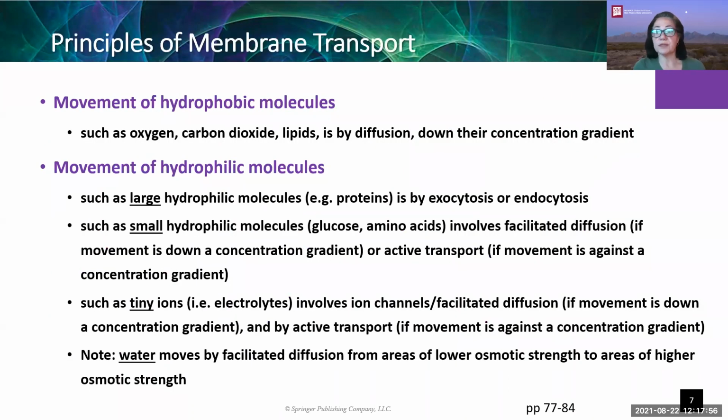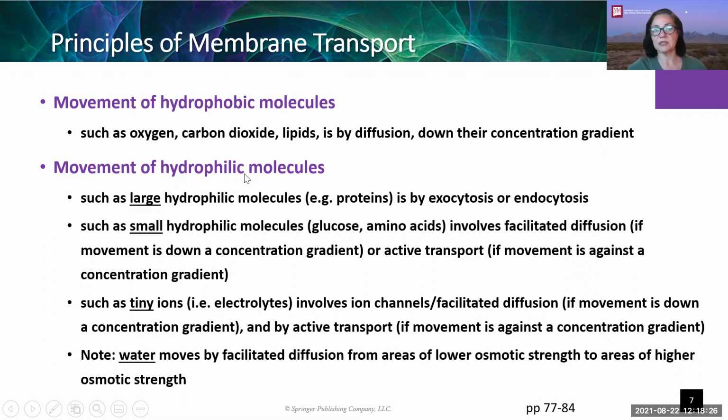All right, so moving things through the membrane. When we move hydrophobic molecules, as I've mentioned, examples, oxygen, carbon dioxide, lipids, these molecules move by diffusion. They just pass right through that membrane. They travel down their concentration gradient. Everything else is not going to be able to diffuse directly by simple diffusion. It just can't get through that membrane.